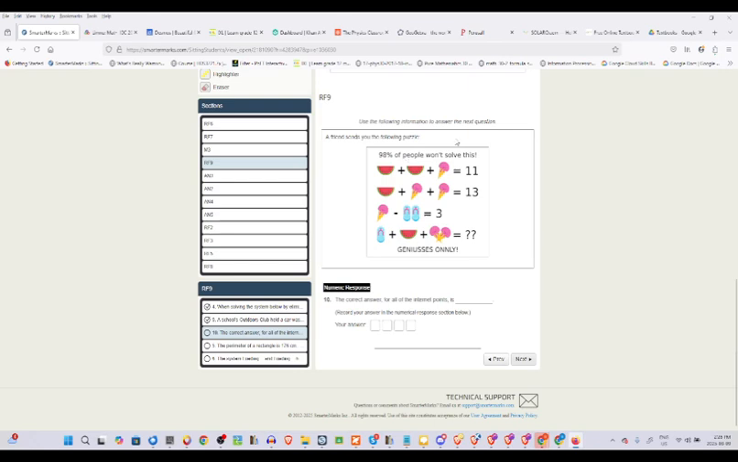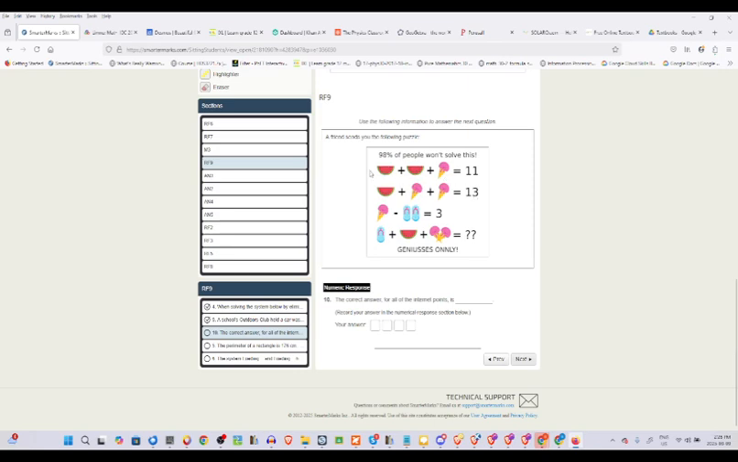All right, a friend sent you the following puzzle. Because people will run screaming from linear relations when they show up in Math 10, but if they see this in social media, they go, hey, I can do that. So we have 2 watermelons plus an ice cream cone equals 11. A watermelon plus 2 ice cream cones is 13. So clearly this ice cream cone is worth 2 more than a watermelon, because replacing a watermelon with an ice cream cone increases the value by 2.